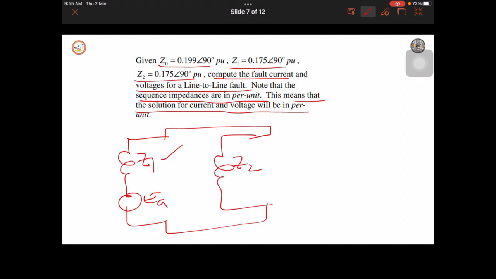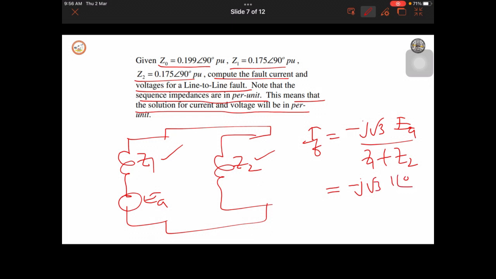They are connected in parallel. So Z1 is given, Z2 is given, and Z0, because it is a line to line fault, the Z0 value will be 0. So then we have to compute the fault current. Fault current is given by minus j root 3 into EA divided by Z1 plus Z2. Here voltages are not given, you consider that as 1 at an angle of 0, ideal condition. Z1 and Z2 are given. By using this you can find the fault current.